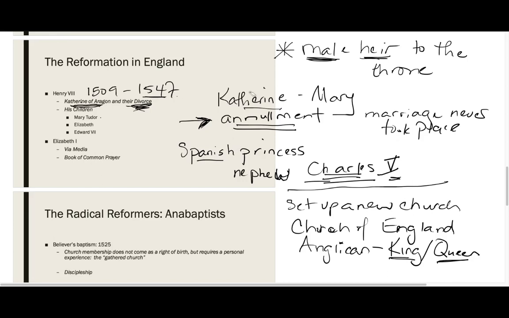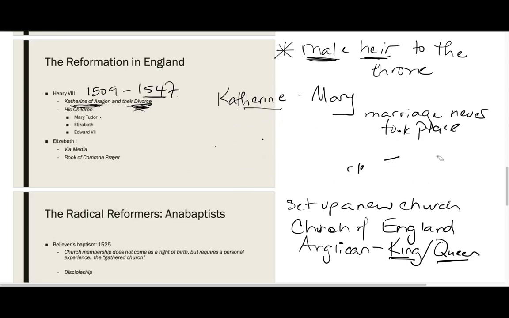So then he goes on. So Catherine is the first wife. So remember, divorced. So that marriage never took place. He then marries an English subject, an English woman, Anne Boleyn.